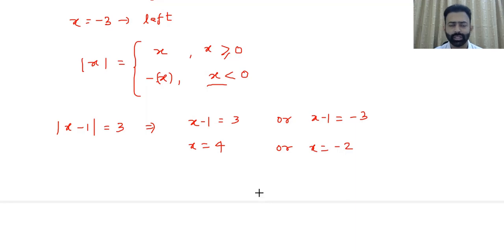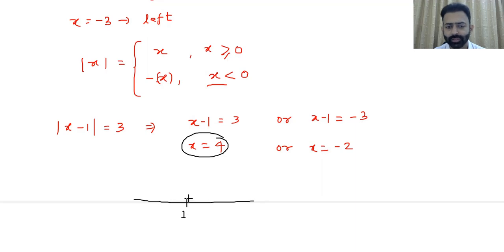Now what is going on actually? Let us understand this using a number line diagram. Mod of x minus 1 is equal to 3, meaning I have moved 3 unit distance. Solving this equation gives me x equal to 4, and solving this equation gives x equal to minus 2. This is only possible if my starting position is plus 1, not the origin this time.